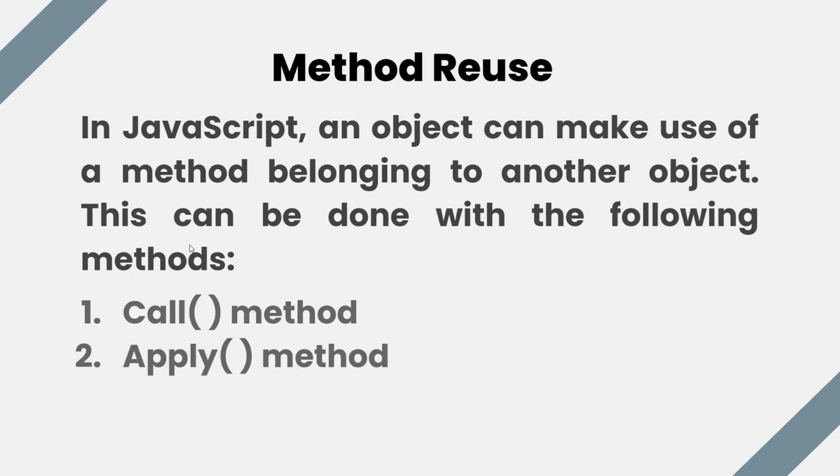But with method reuse, you can reuse a particular method even with different names being declared. In JavaScript, an object can make use of a method belonging to another object. So we can have one object that has a method, and a separate object that is making use of a method within another object. This can be done using either of two methods: the call method and the apply method. Either of these can allow you to reuse an object method in JavaScript.